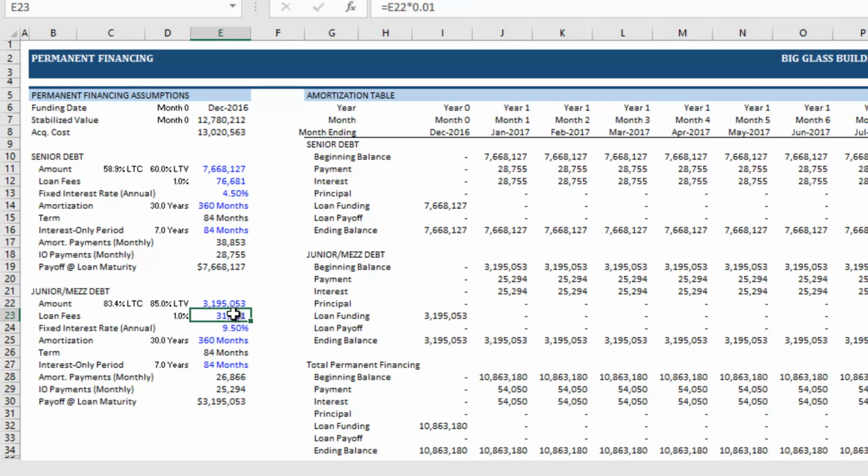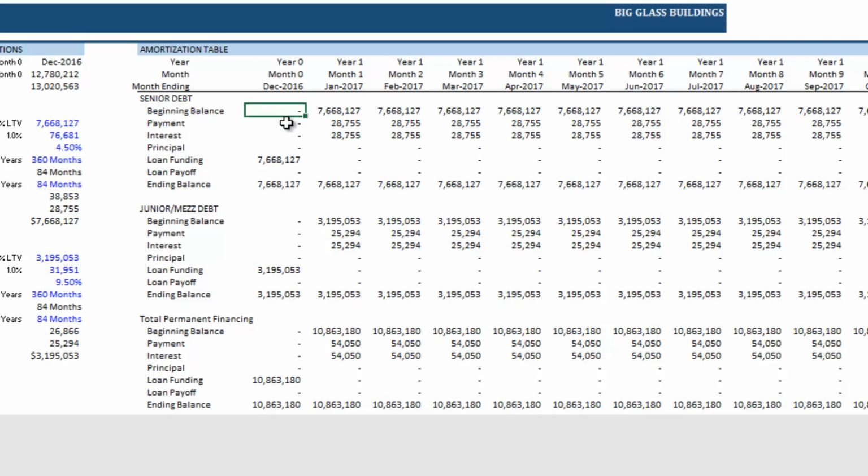Then we have loan fees. You drop those in. Interest rate, again, similar or identical to the senior debt. Amortization and your IO period. And then what happens again, for each period, your beginning balance in each period, the payment that is made in that period, interest paid, principal. Then you have these two lines, loan funding and loan payoff. And these are important because it allows you to view and ensure that your loan funding is in fact happening at the point of stabilization, and your loan payoff is happening, in fact, at the point of sale. And then you have the ending balance.